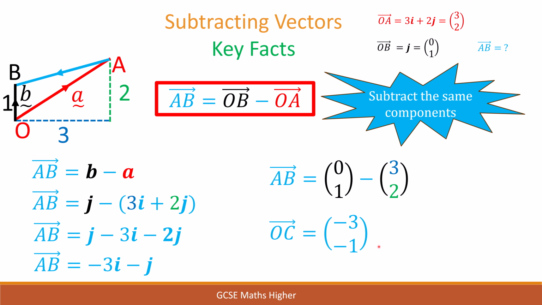I much prefer using this notation to the i's and j's, but just look at your question, and if your question is in terms of i's and j's, your answer needs to be in terms of i's and j's. So just make sure you've checked the question carefully as to what notation they are using. So that is how we subtract vectors.